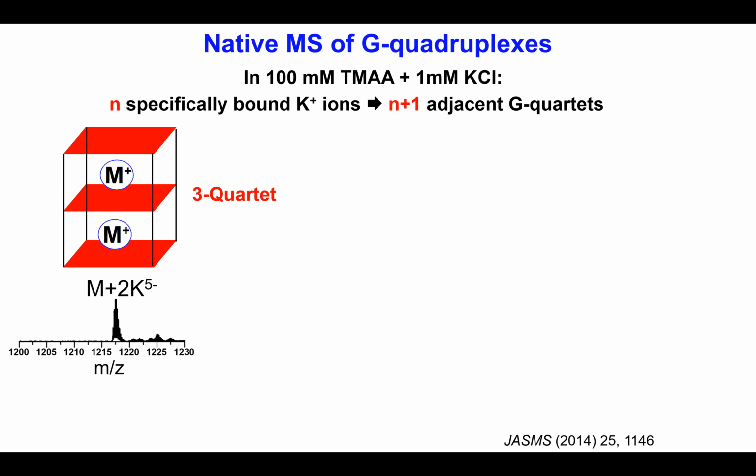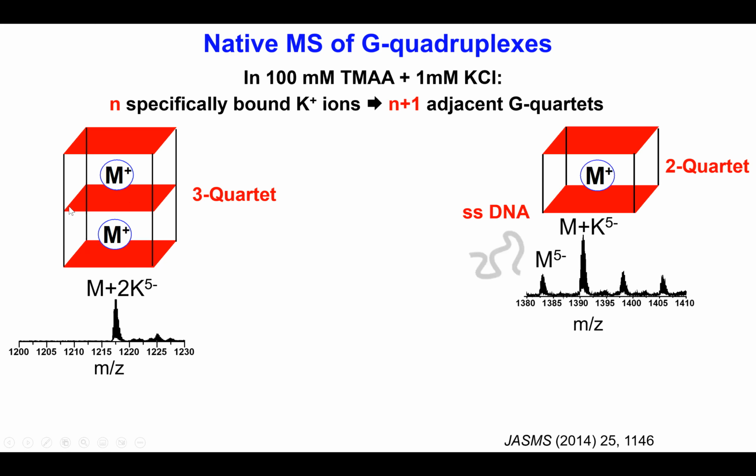So if we can count two cations, we can see there are two cations bound in a 3-quartet, so it can be a 3-quartet quadruplex structure. And if we see one cation, it's a 2-quartet structure. As well, we can see some unfolded structure also. So we can observe simultaneously all the species present in the solution by mass spectrometry.